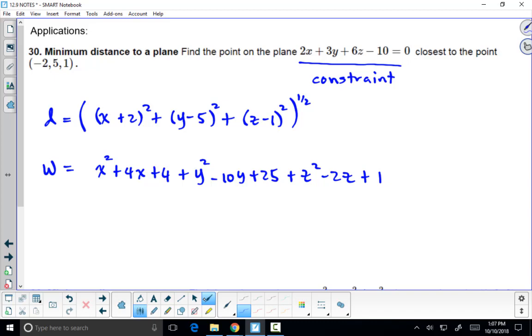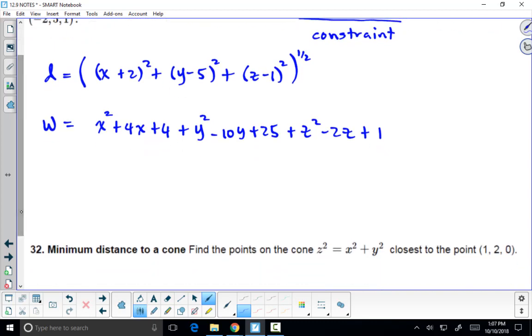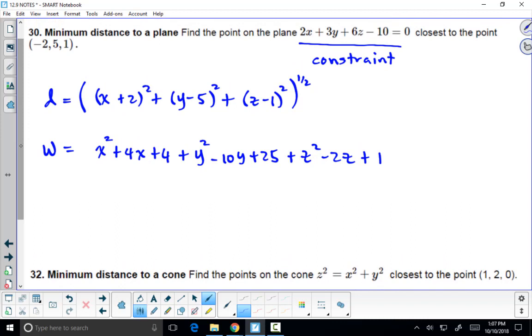So that is the function we're going to minimize. Our constraint is right there. So let's go ahead and figure out what del W is. So del W will be 2x plus 4, comma, 2y, whoops, 2y minus 10, and 2z minus 2. So that is the gradient of the function that we're trying to maximize or minimize, in this case minimize.